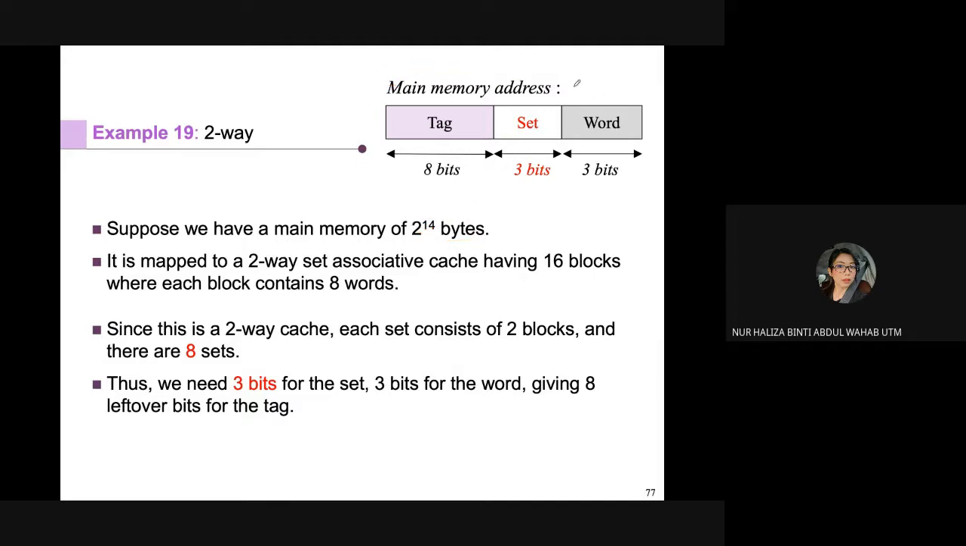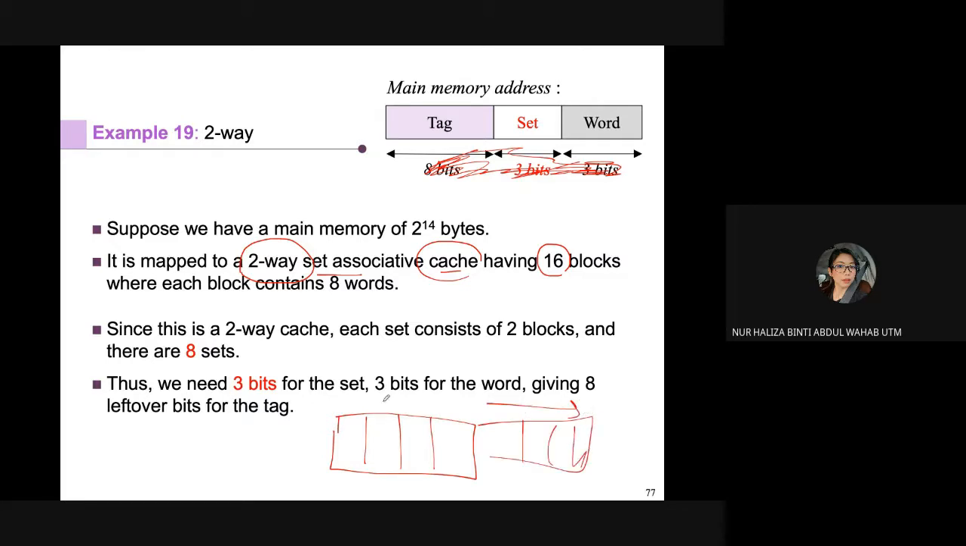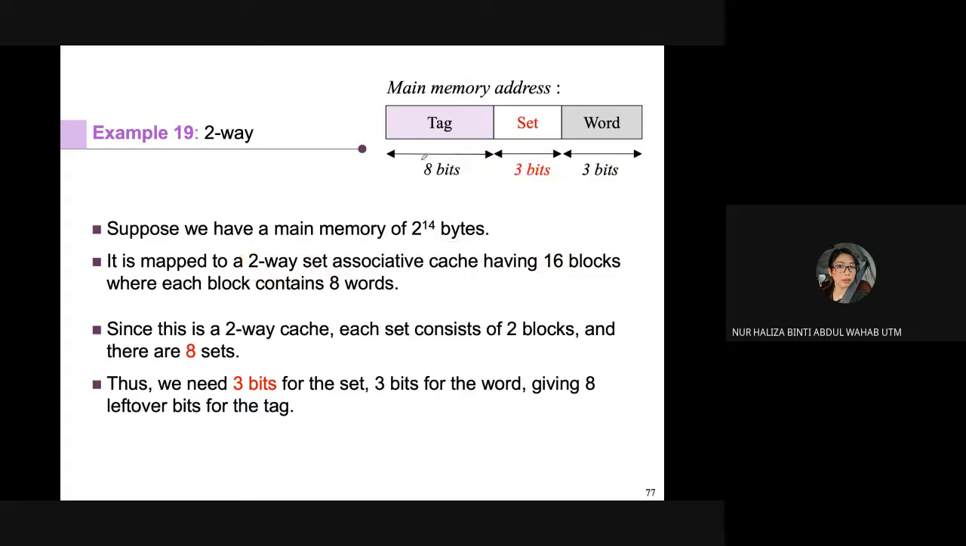Because it's 14 bits, what else? First of all, maybe you were not given this kind of information. You were given explanations, hints, or sentences about the question. It is mapped to a 2-way set associative cache having 16 blocks. Then your cache table will have 16 blocks. I don't know what it's supposed to look like. Maybe it's going to be 8, and then you have 2, one on top and one below, until 16 blocks. So how? This is the question you need to ask yourself if this is the first time you are looking at 2-way set associative mapping, where each block contains 8 words.